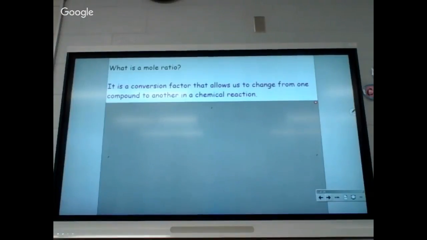Okay? A mole ratio is a conversion factor that allows us to change from one compound to another compound in a chemical reaction. Is this like a new subject? Yes, this is stoichiometry. A mole ratio is a conversion factor that allows us to change from one compound to another compound in a chemical reaction.